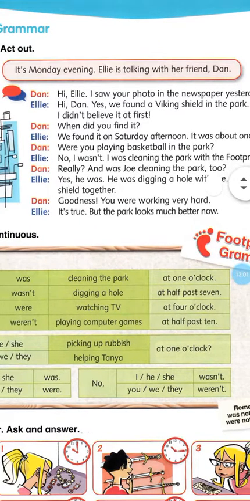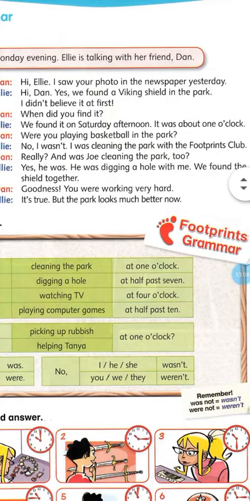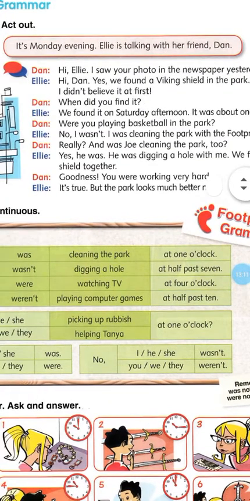Ellie answers, "Hi Dan, yes, we found a wagon wheel in the park. I didn't believe it at first." Dan asks, "When did you find it?" As you see here, this is a past simple WH question. It starts with the WH word and then did and then the subject and then the verb. The answer: we found it on Saturday afternoon. The verb found is the past irregular verb form of the verb find.